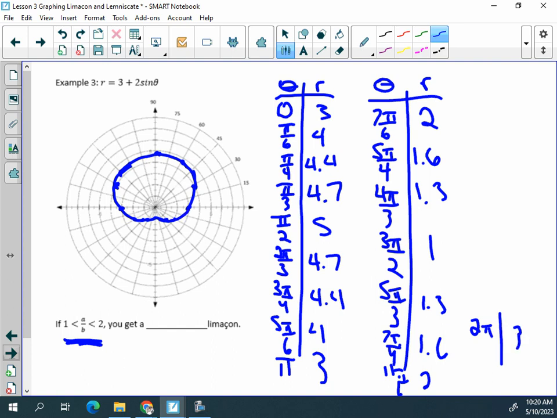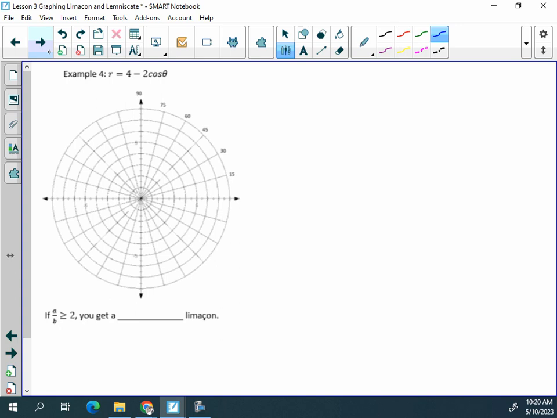All right, so there's our shape. It kind of looks like a cardioid on its side, but we call this a dimpled limacon. All right, limacon number 4. So this time, a over b is greater than or equal to 2, and we're going to see what happens there.